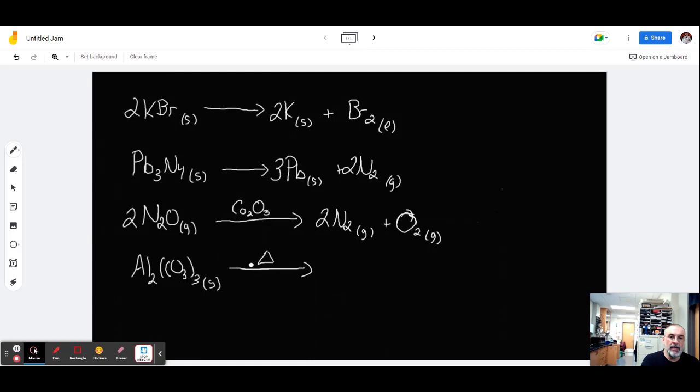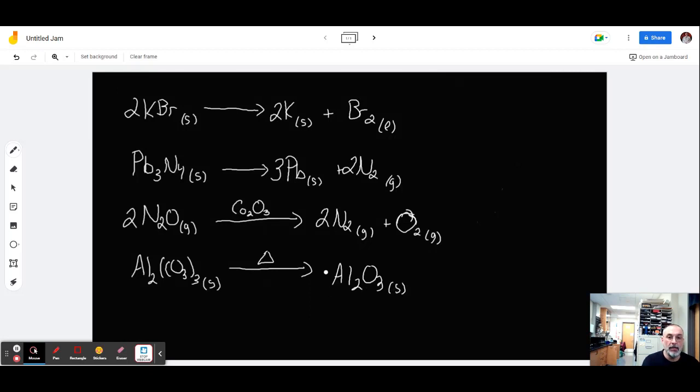Carbonates, when you heat them, release carbon dioxide. And what they leave behind is the oxide of the metal that you're heating. So aluminum carbonate, any metal carbonate, when heated, releases carbon dioxide gas into the atmosphere. And what's left behind is the oxide of that metal. So aluminum carbonate then produces aluminum oxide, Al2O3, which is a solid powder.